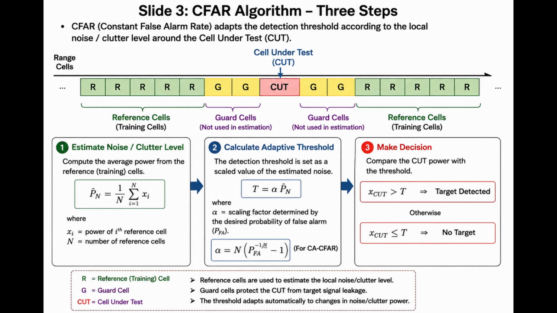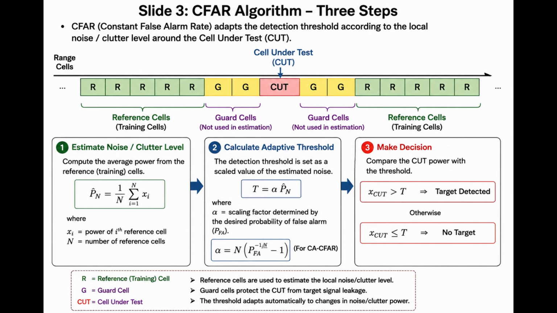Now we come to the three basic steps of the CFAR algorithm. At the center is the cell under test, or CUT. On both sides of the CUT, we have guard cells, followed by reference or training cells. In the first step, the reference cells are used to estimate the local noise or clutter power. The average is calculated as P hat n equals 1 by N into the summation of xi. The guard cells are not used in this averaging. They protect the CUT from energy leakage of the target signal.